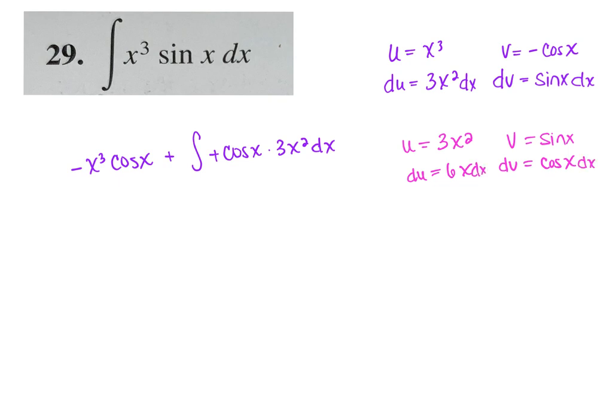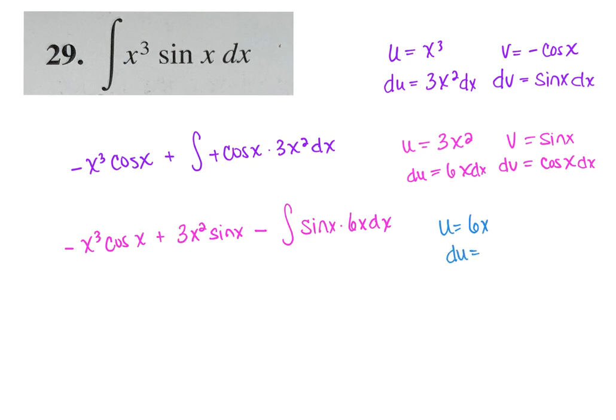And so now I'm going to do this again. Negative x cubed cosine of x plus 3x squared sine of x minus the integration of sine of x times 6x dx. And one more time, I'm going to say u equals 6x, du equals 6, dv is sine of x, and once again, my v is negative cosine of x.